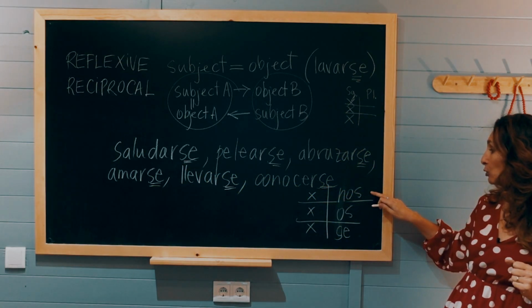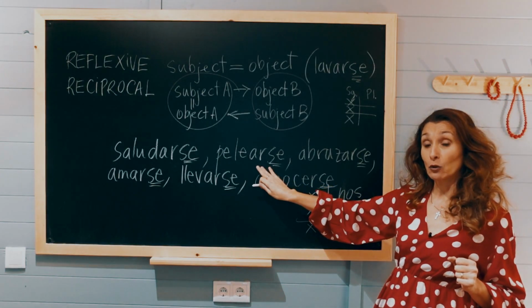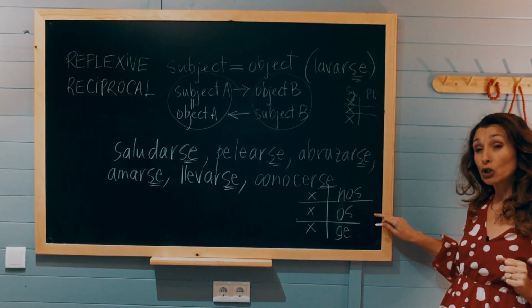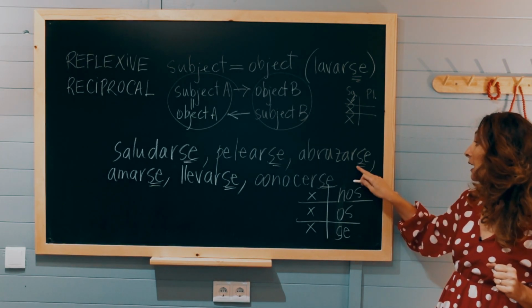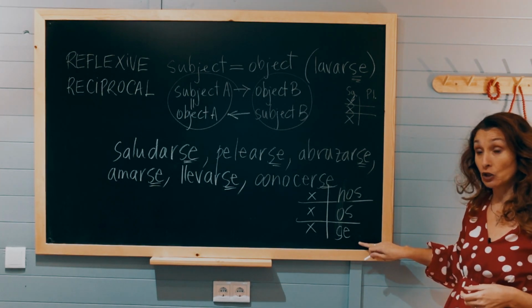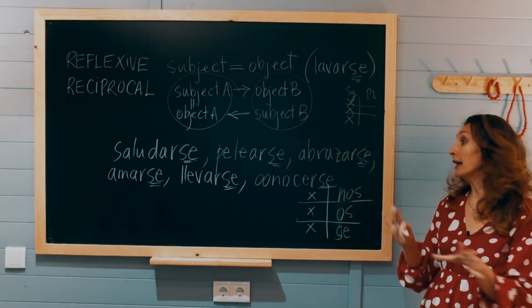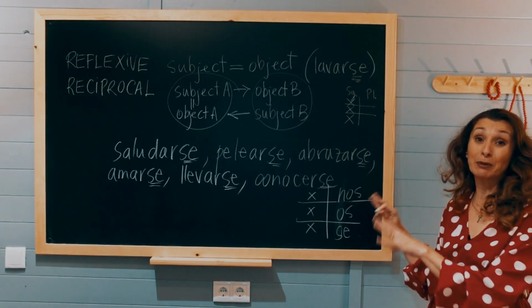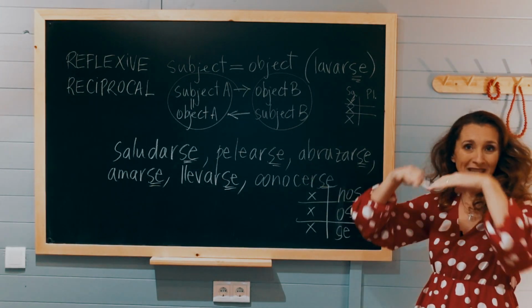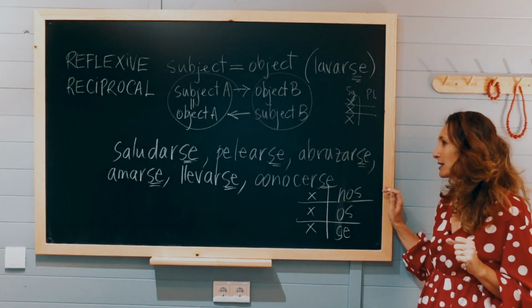Saludar would be nos saludamos, os saludáis, se saludan. We are fighting, or you're fighting each other, or they're fighting each other. Nos peleamos, os peleáis, se pelean. We hug each other, or you hug each other, or they hug each other, is nos abrazamos, os abrazáis, se abrazan. Again, I'm only giving examples in the present tense, in presente indicativo. Of course, we can conjugate all of these verbs in any tense we like, okay? But to start with and to make it simple, I'm just doing it in the present tense.